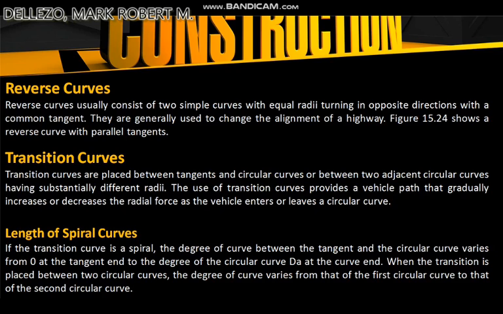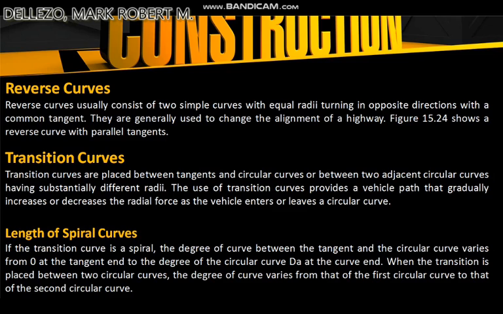Transition curves are placed between tangent and circular curves, or between two adjacent circular curves having substantially different radii. The use of transition curves provides a vehicle path that gradually increases or decreases the radial force as the vehicle enters or leaves a circular curve.